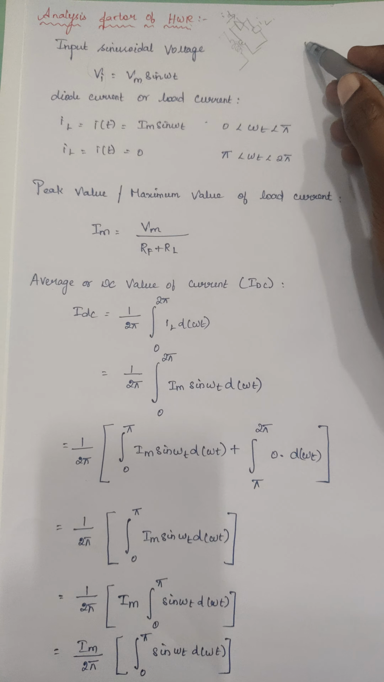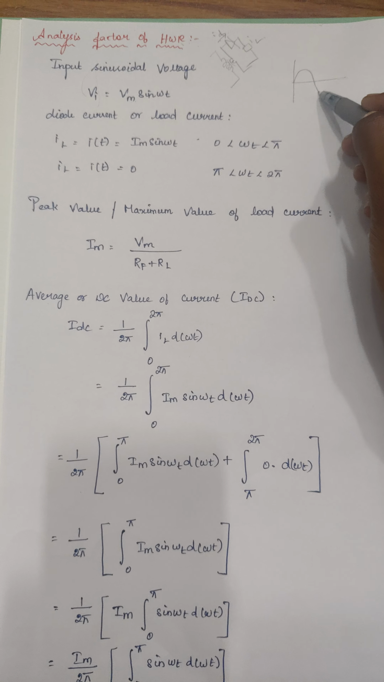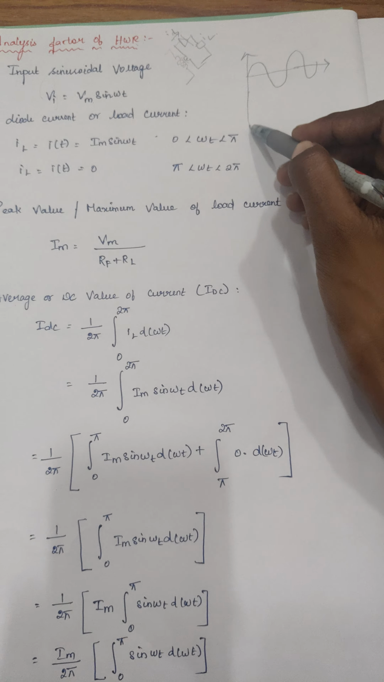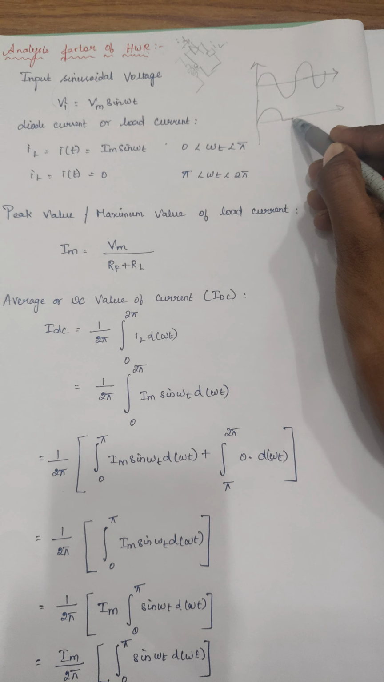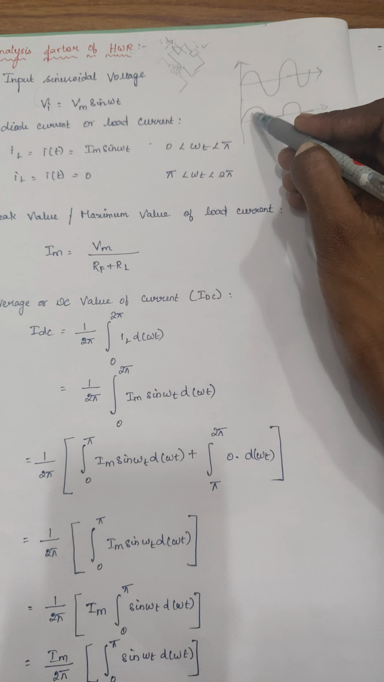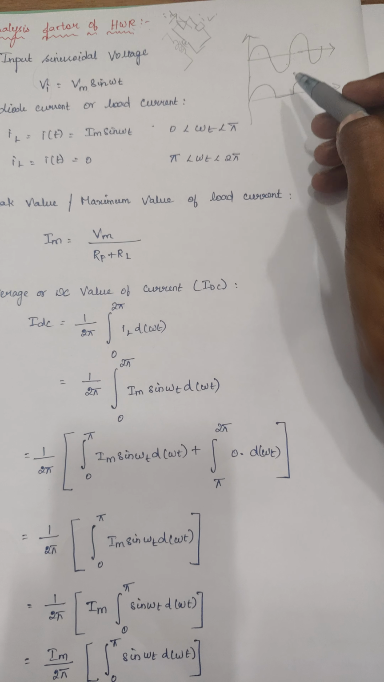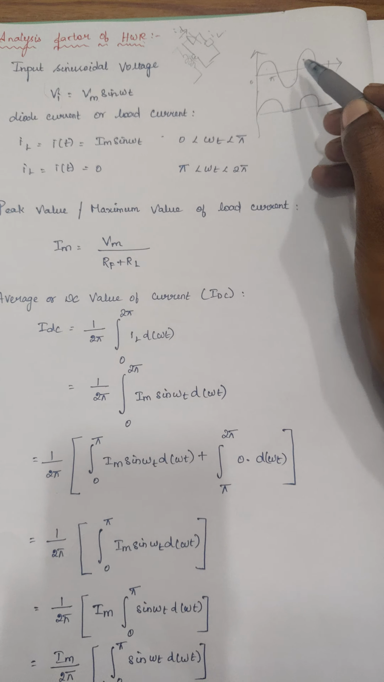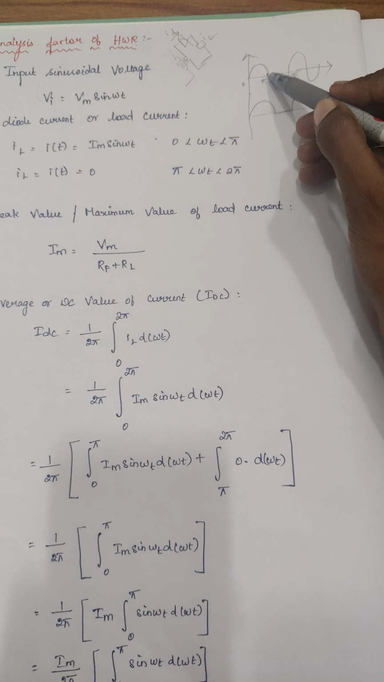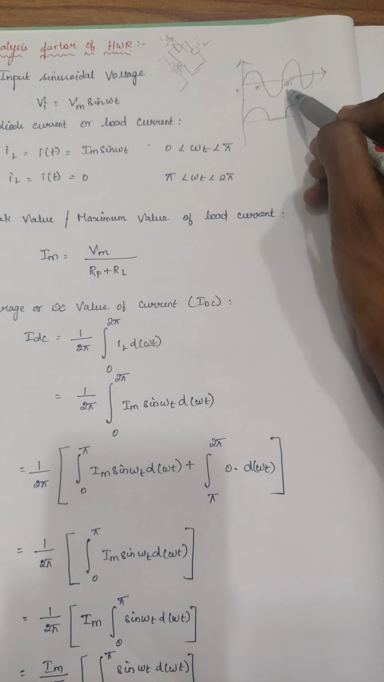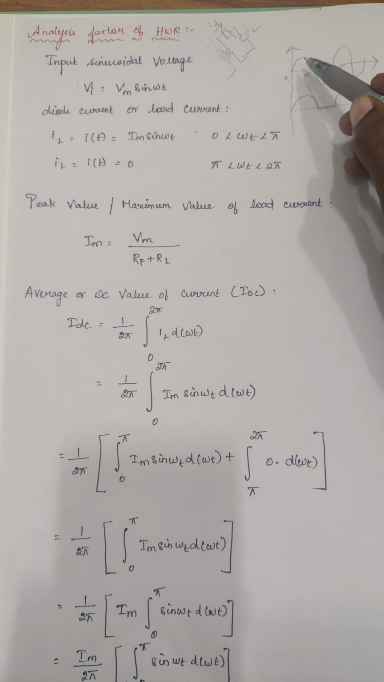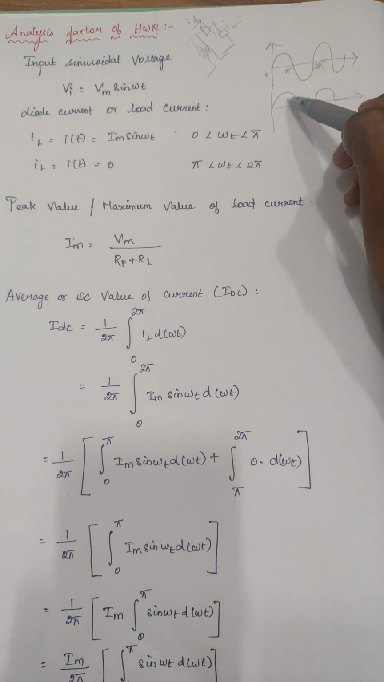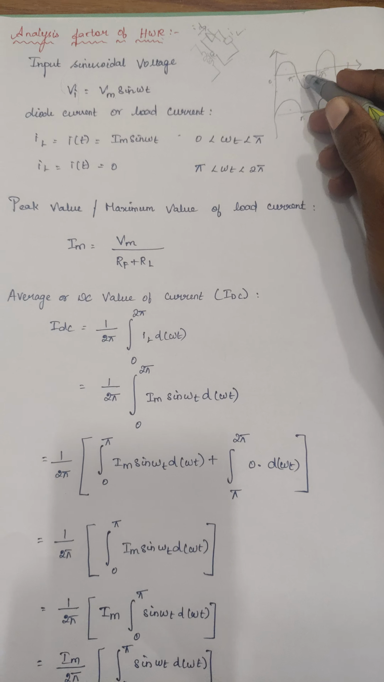In the half wave rectifier, we already know the waveform is like this. This is the input, and in the output you will get the wave only in the positive half of the cycle. During the negative half of the cycle you will not get any output, right? Here we have 0, pi and 2 pi. One full sine wave is 0 to 2 pi, and you will get the output only in the 0 to pi duration. During pi to 2 pi you will not get any output.